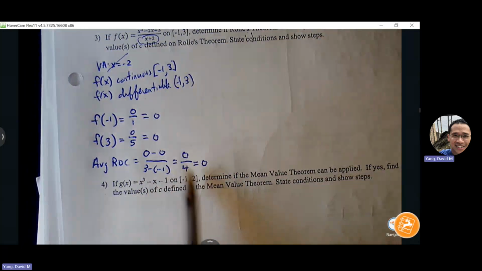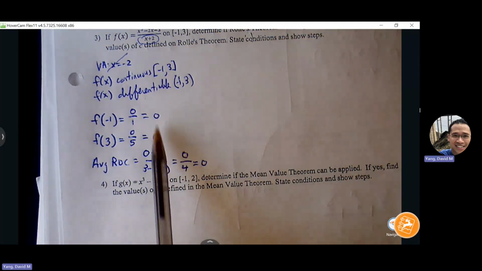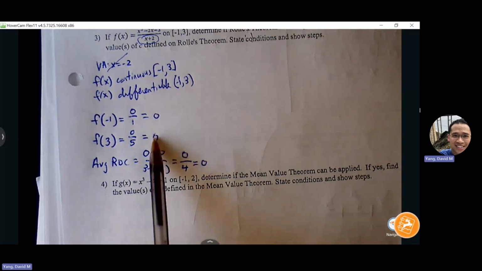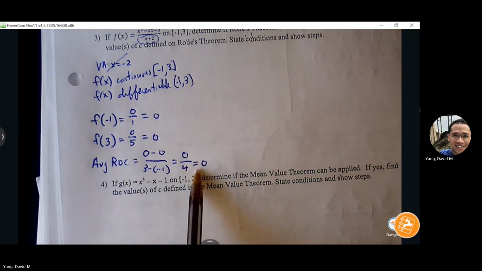So is Rolle's theorem going to pass? Can we guarantee a slope 0? Yeah, not because these are both zeros, but because these are both the same y value. If you have the same y value, they're always going to cancel out to be 0.